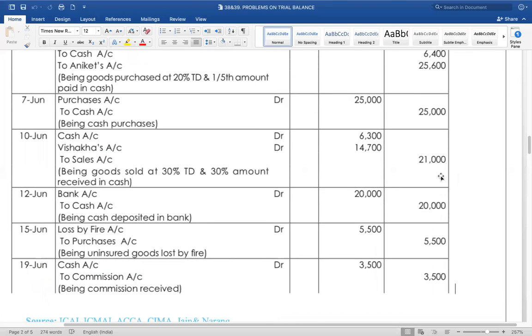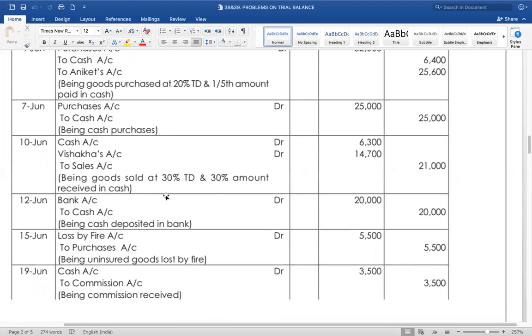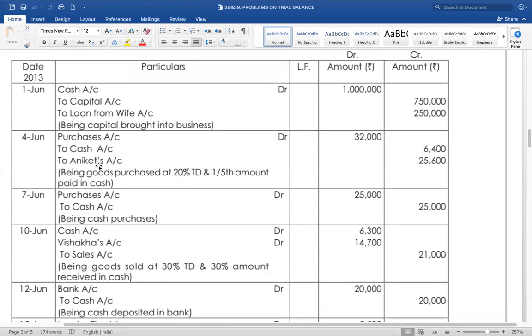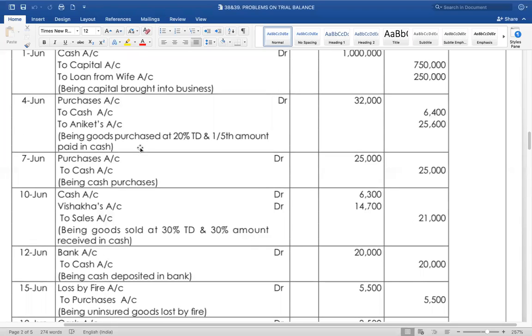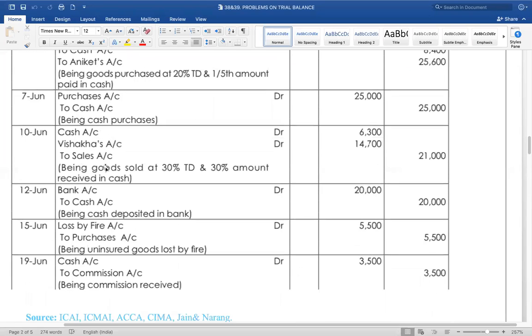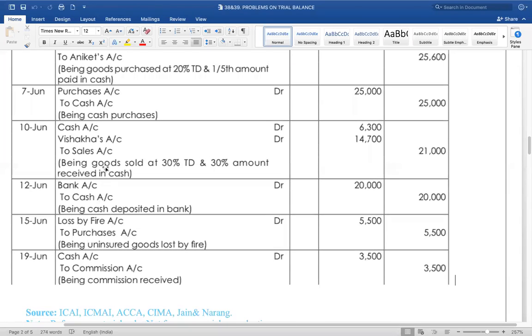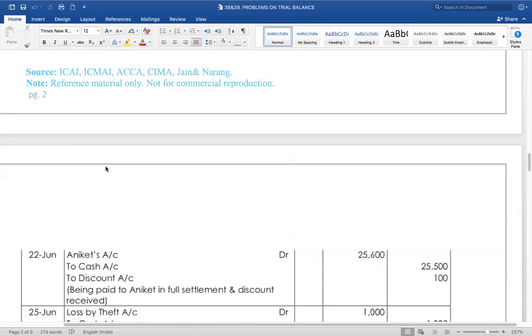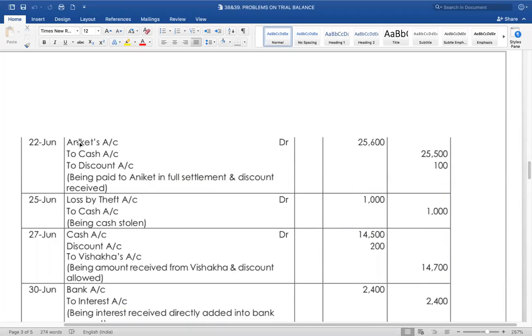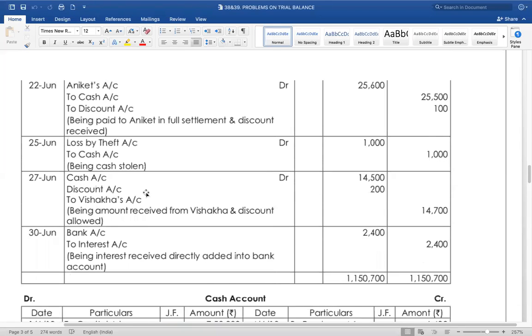Purchases account is over, right? Then Aniket's account will be prepared. Who is Aniket? He is a creditor. Okay, 25,600. You check wherever Aniket is there. Aniket's account is credited with purchases, and wherever you see Aniket, please check.